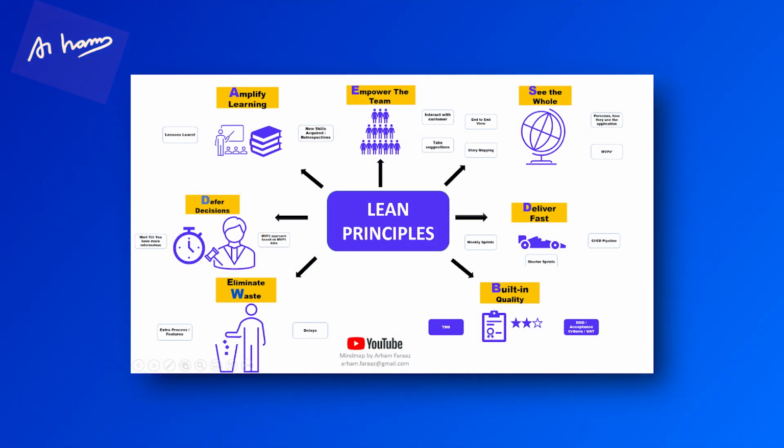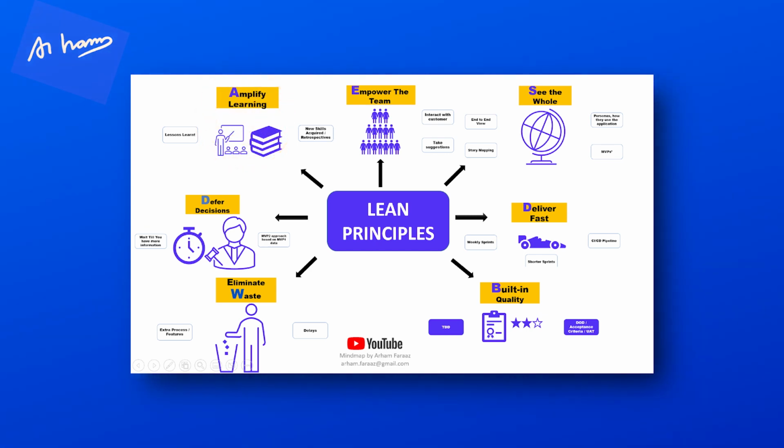Okay, then finally defer decisions. They say don't take decisions until the last minute. Until you have the data with you, you'll never take decisions. Okay, that's the next lean principle we have. Finally, it's amplify learning. We learn with the lessons learned. We want to document things, so that's amplifying the learning. So these are the 7 lean thinking principles.